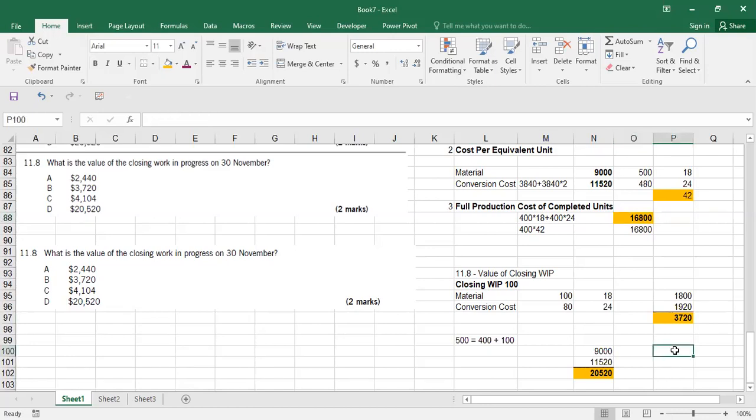So if you say your finished goods, your completed units, and your work in process, how much was your completed units? Completed we calculated 16,800, and this one we calculated 3,720. You make a total and you get the same number, 20,520. So we actually split this total cost between the completed output and the work in process.